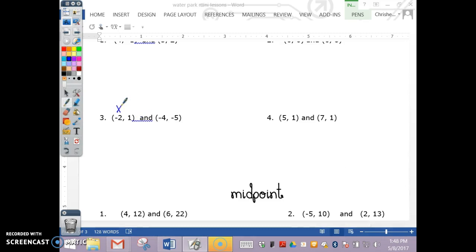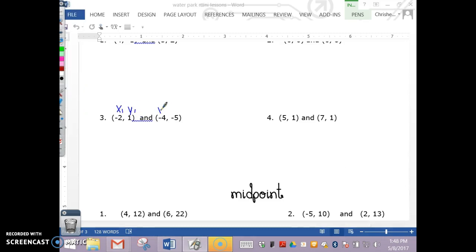Okay, here's x1, y1 again, x2, y2. So we have change in y over change in x. Negative 5 minus 1 is negative 6. And negative 4 minus negative 2. This minus minus becomes a plus, and negative 6 divided by negative 2 is 3 again.